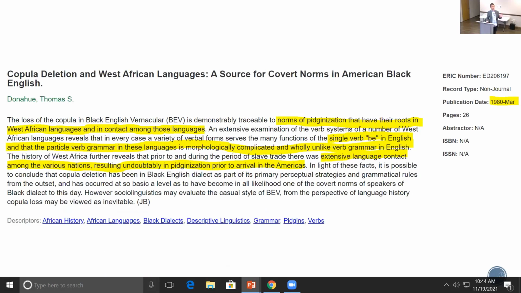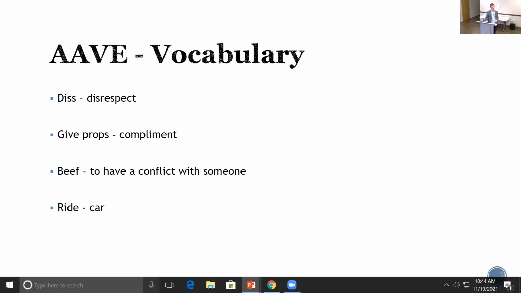A couple of others, and by the way, there are tons of articles on this. Please, I'll do the same thing I do with my students. Please go fact check me on this. I deeply encourage you, because you're just going to fall down the rabbit hole and learn so much about the way that these languages work.